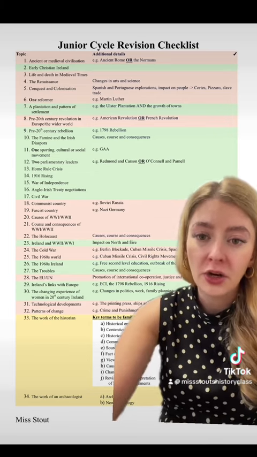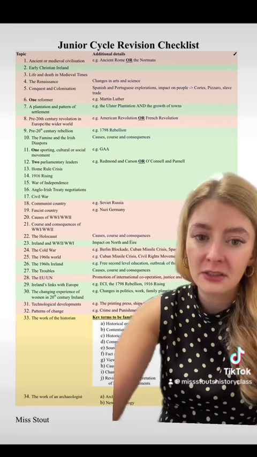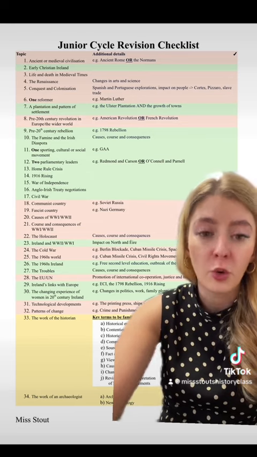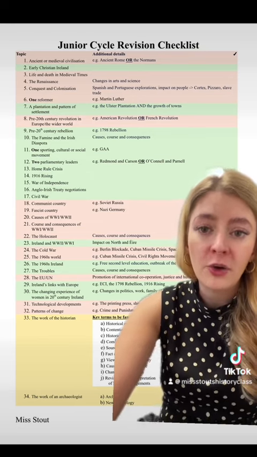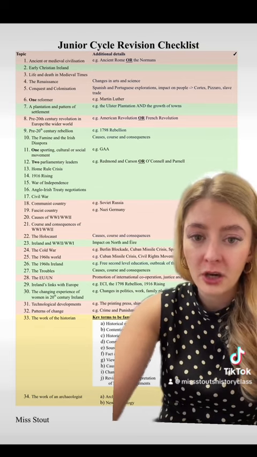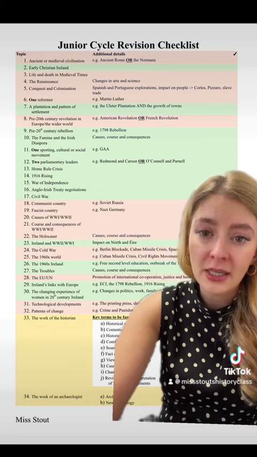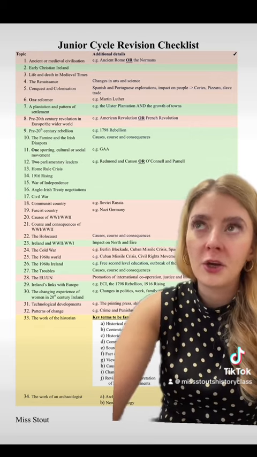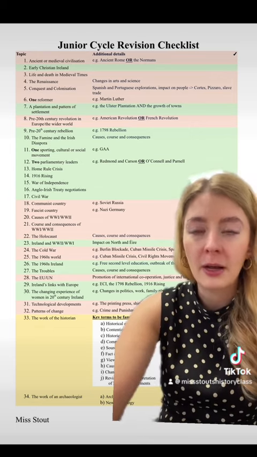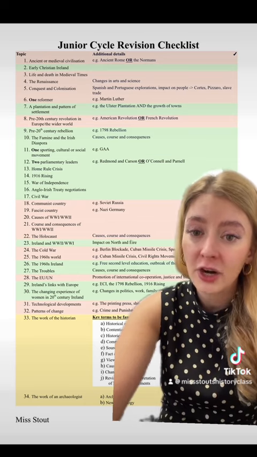So you must study one ancient or medieval civilization, such as ancient Rome or the Normans. You must study early Christian Ireland. You have to study life and death in medieval times. You have to do the Renaissance, conquest and colonization. So that's looking at people like Cortez and Pizarro, and then the impacts of maybe things like the slave trade.